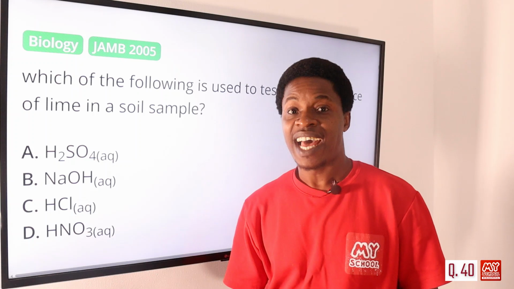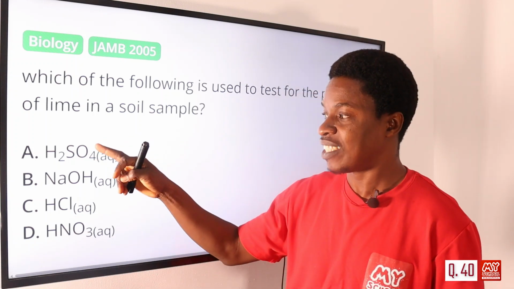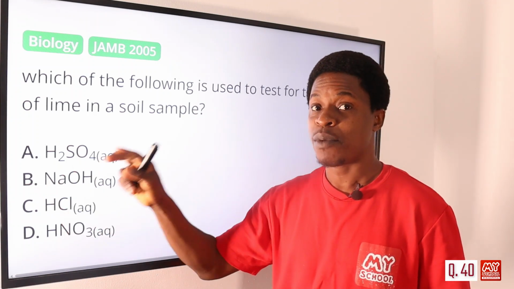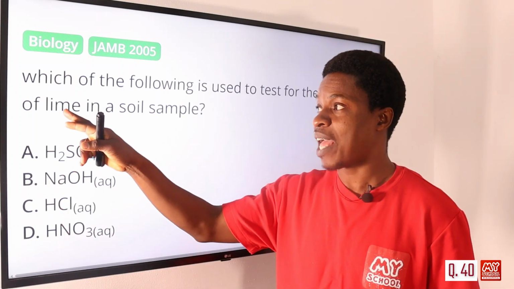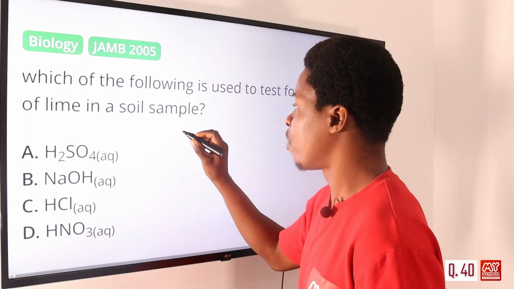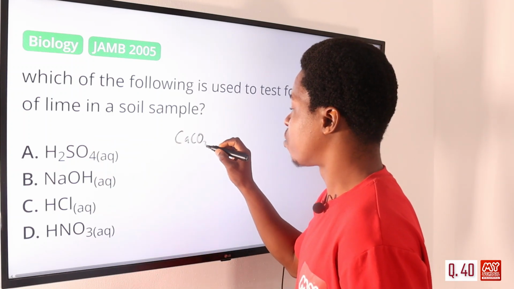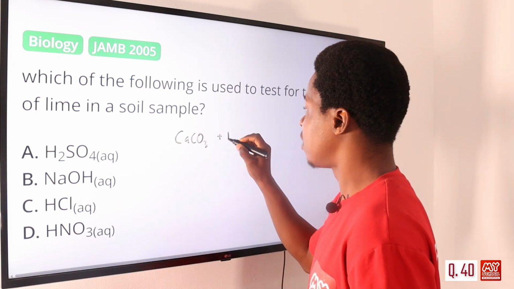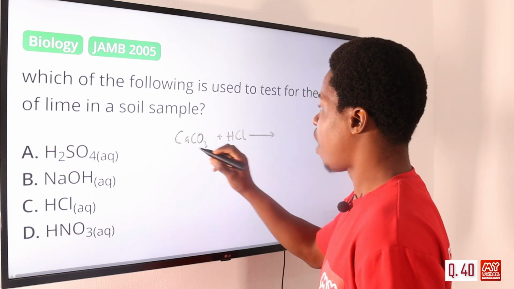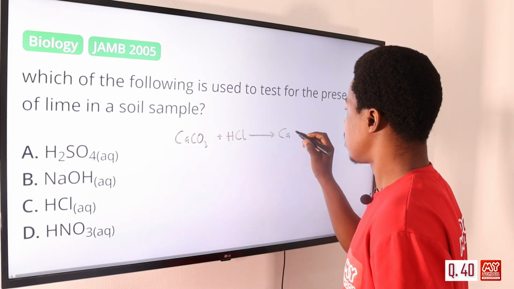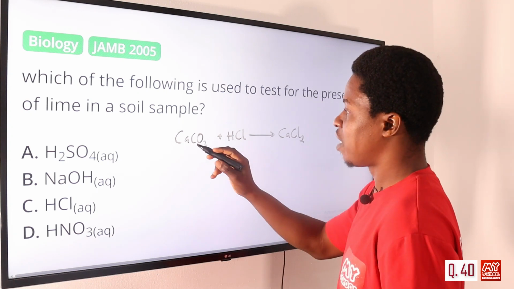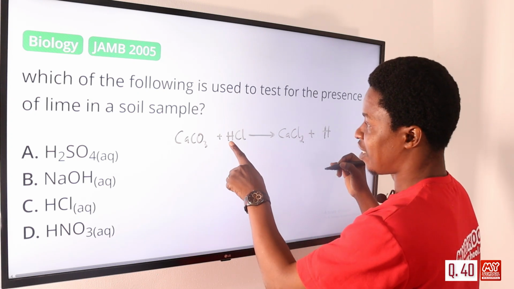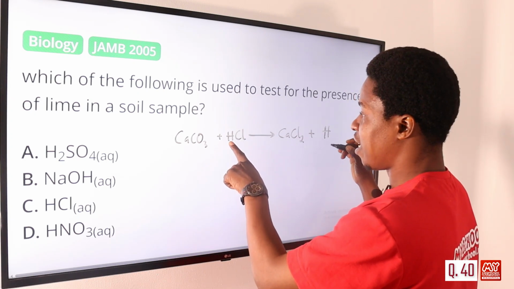If you look at these options, this is an acid, this is an acid, and this is a base. But which one will we use to react with lime? Lime is calcium carbonate. So if you have calcium carbonate, all we need to do is react it with HCl, hydrochloric acid. If you react with HCl, calcium chloride will be formed. Then we have H here. Someone can say, oh, this is chemistry. Yes, it is science.